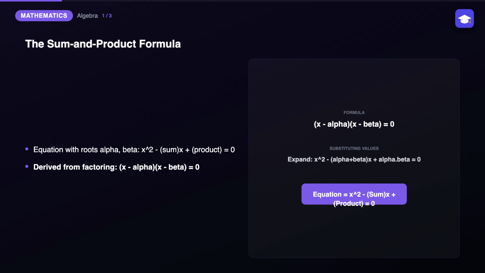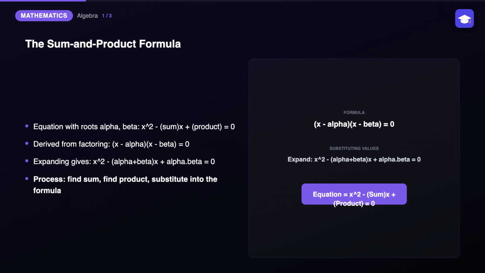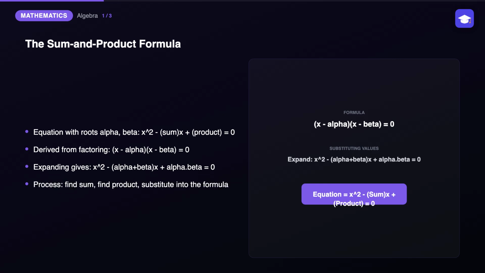This formula is derived directly from the fact that a quadratic with roots alpha and beta can be factored as (x minus alpha) times (x minus beta) equals 0, and expanding this product directly gives x squared minus (alpha plus beta) x plus alpha beta. So the entire process of forming the equation reduces to just two simple steps: calculate the sum of the given roots, and calculate the product of the given roots. Then substitute both directly into this standard formula.